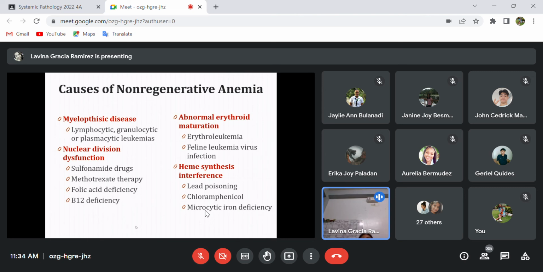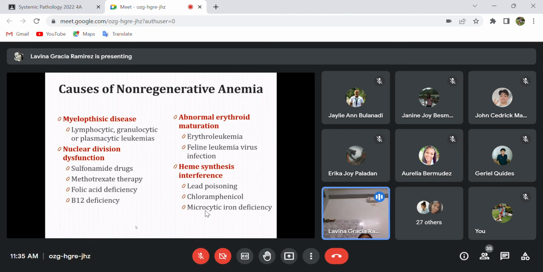Another is disordered erythroid maturation. This includes exposure to some viruses or erythroleukemia, particularly affecting heme synthesis. The most important component of heme is ferrous, the iron. In heme synthesis, I think there are 5 steps. So with lead poisoning or chloramphenicol: chloramphenicol in humans and in animals is already banned, because it will cause blood dyscrasia. It has an active metabolite that causes blood dyscrasia.